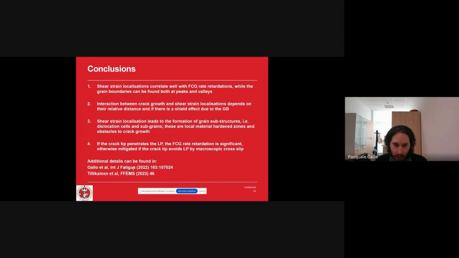All additional details can be found in the references you see here, where we went a little bit further. As I said, we monitored the other side as well. We decided to analyze also the crack driving force, and you can find also more details on the EBSD aspect.